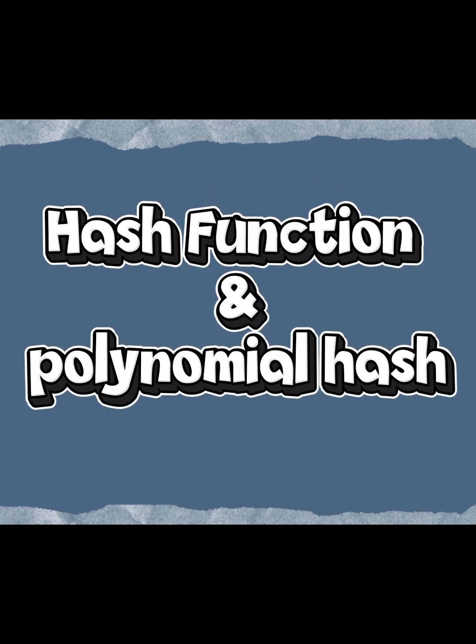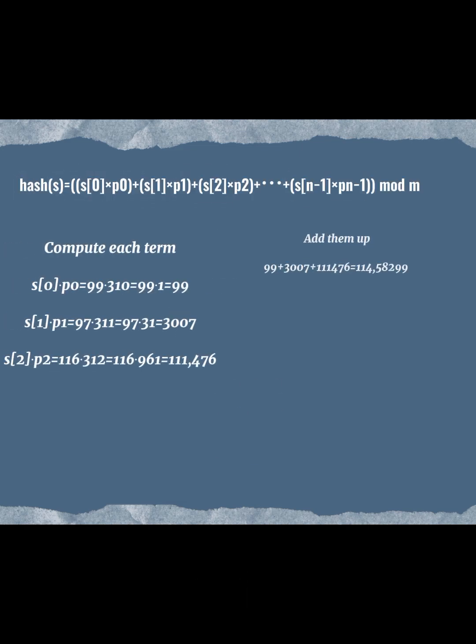Hash function and polynomial hash. A hash function is what converts a key, like a word, into an index. Basically, the address where it will be stored. One common method is called polynomial rolling hash.